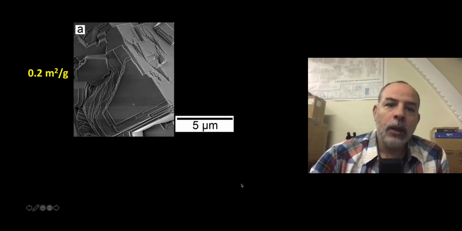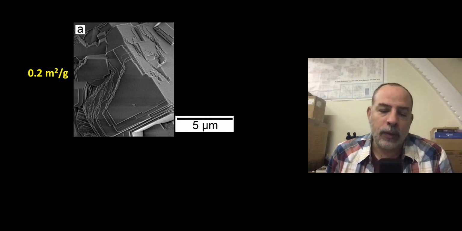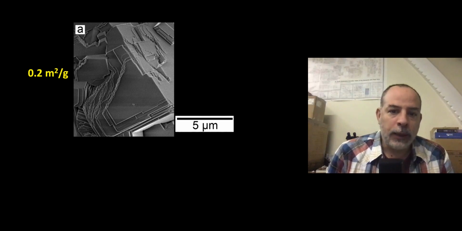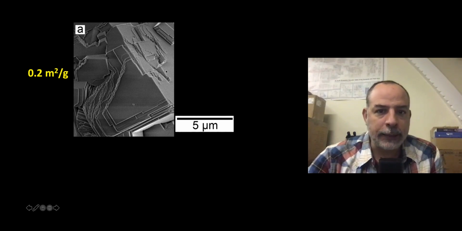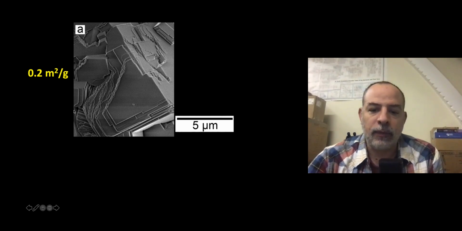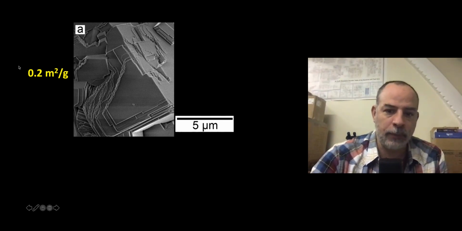Okay, this is a comparison of this calcite with nanocalcite obtained in our experiment. So this picture here is showing calcite that you can buy commercially. This is a typical commercial calcite that you can buy from different suppliers. Okay, this has a surface area of 0.2 square meters per gram.